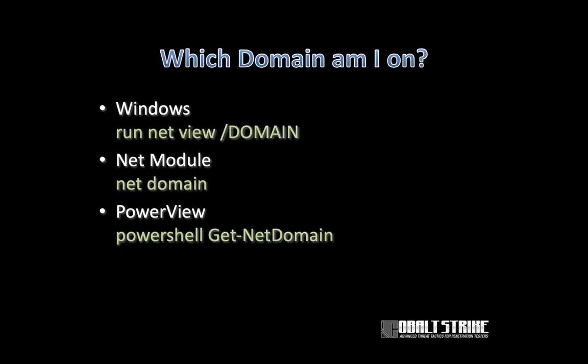So how do we use these tools to figure out which domain we are on? Within Windows, you can run the command net view /domain. Within Beacon, you can do net domain from the Beacon console. And within PowerView, you can use the Get-NetDomain cmdlet.